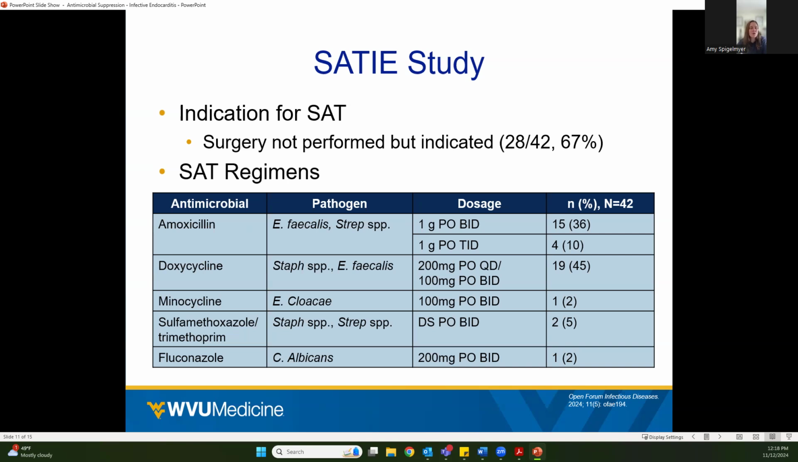They even used 200 milligrams daily of doxycycline in some patients. Minocycline was used for one patient with Enterobacter endocarditis, and then 2 patients received sulfamethoxazole trimethoprim, and there was one patient with fungal endocarditis who received fluconazole as suppression.